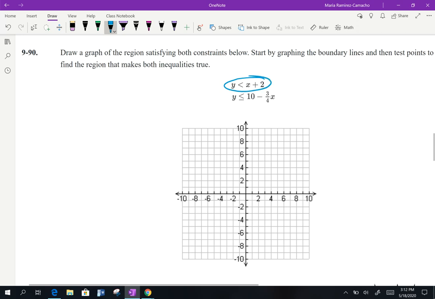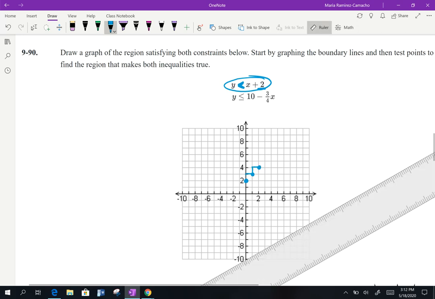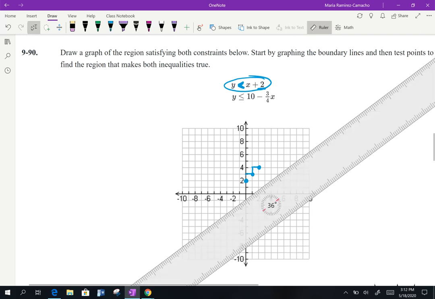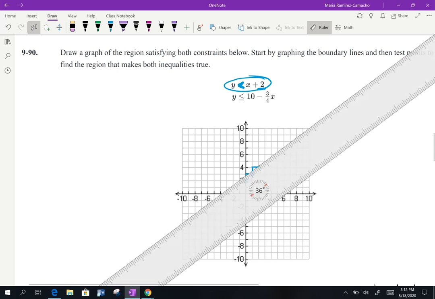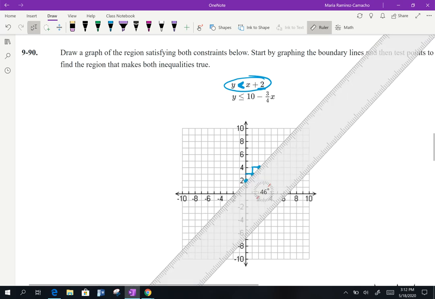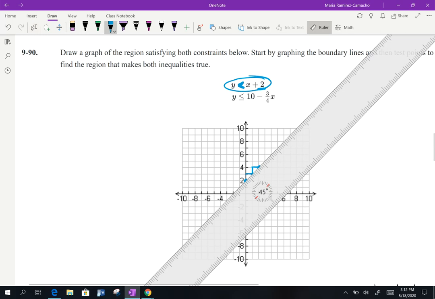Because it's less than, it's going to be a dashed line. My y-intercept is positive 2, and then my slope is positive 1. So for my slope triangle, I'm going to go up 1 and over 1, and up 1 and over 1. Draw your line. Again, it is going to be dashed or dotted, whatever you prefer.